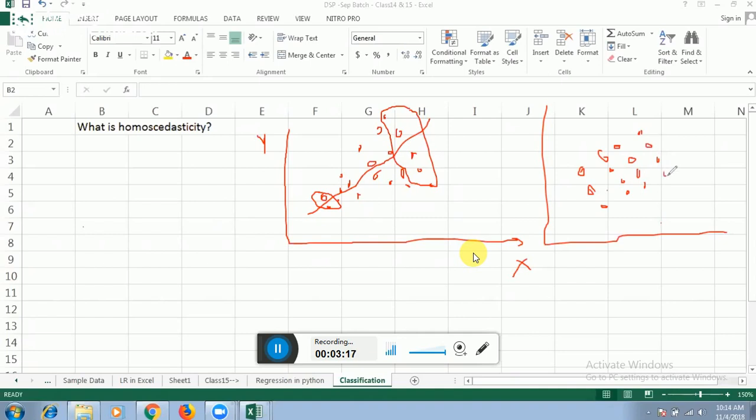Suppose something like this, if you see here, the variance is almost constant everywhere. So this is what we call homoscedasticity, and this is what we call heteroscedasticity. Ideally, we need to have homoscedastic data. If you have this kind of data, most of the time applying a transformation like log of x or log of y can help you reduce the variance, so your data will have more or less constant variance over the x. Is it clear, Prerna?